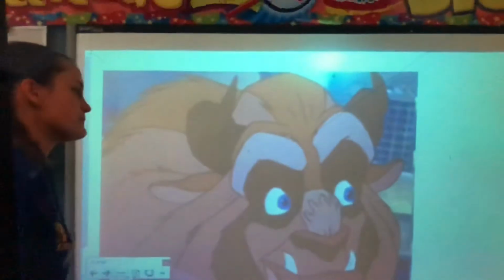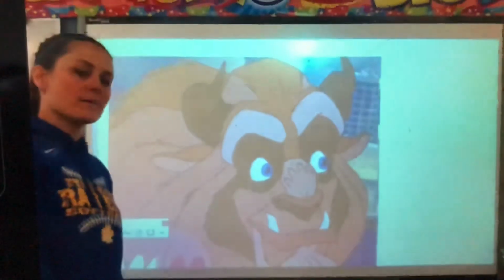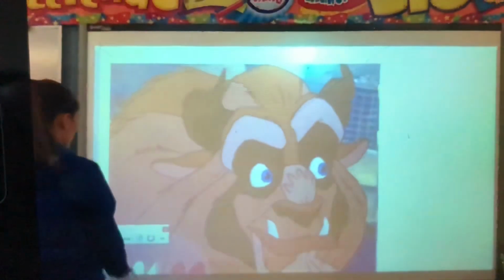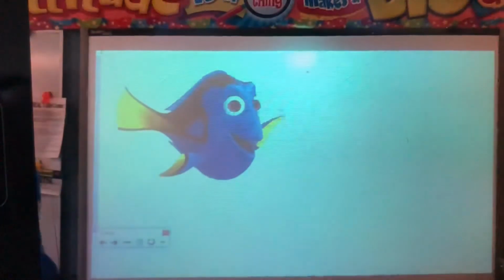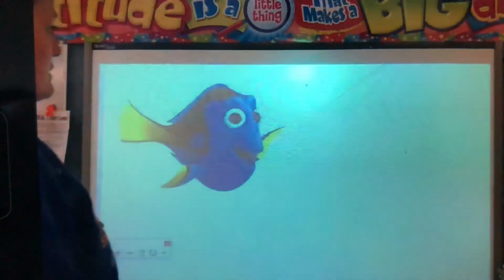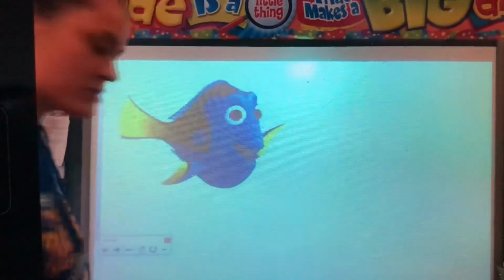Okay, the Beast. I think this one is on your notes page. Think about the Beast. Static or dynamic? Does the Beast change from beginning to end? Think about it. Answer it on your notes. Dory. She's also on your notes, I believe. Static or dynamic? Does she change from beginning to end, or is she the same old Dory pretty much throughout the whole movie?